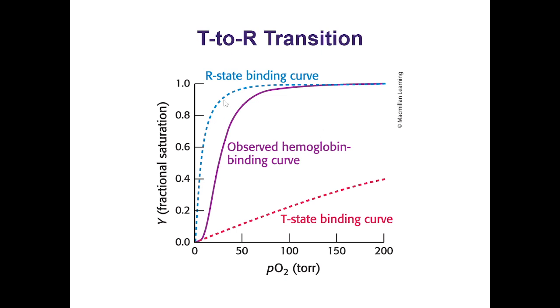What we're seeing here is the equilibrium between these two curves. And if you were to, say, fix the hemoglobin into the T state, you would see this curve here, right? Which would greatly reduce the amount of oxygen being uptaken.